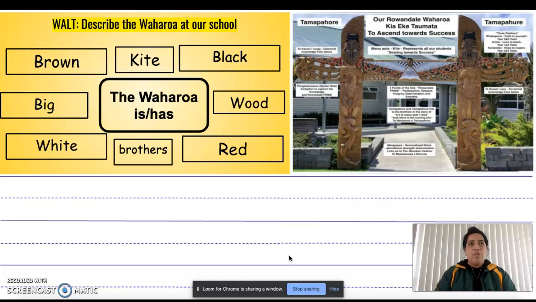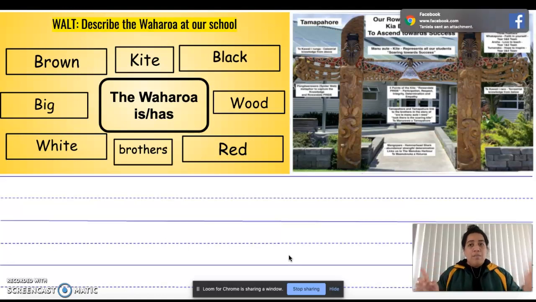So for our Zoom today we were talking about the Waharoa carving in front of our school, and how that shows people how we got our name, but also why our school is important, and especially the kite, the Manuote. We were supposed to do this for our Zoom, but the time was cut short, and so we're going to do it now.